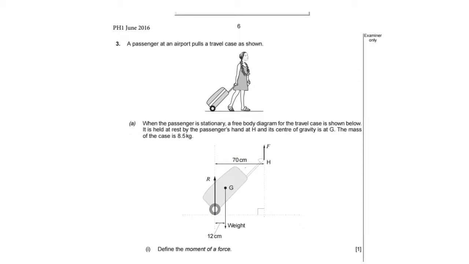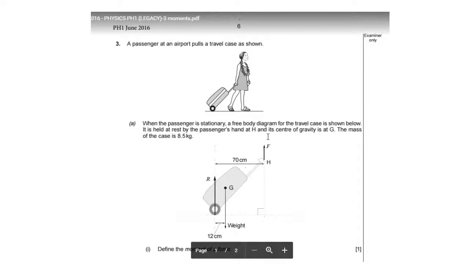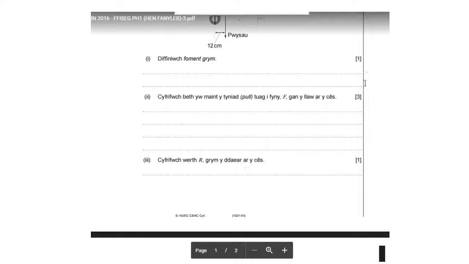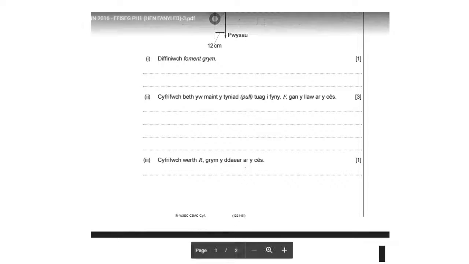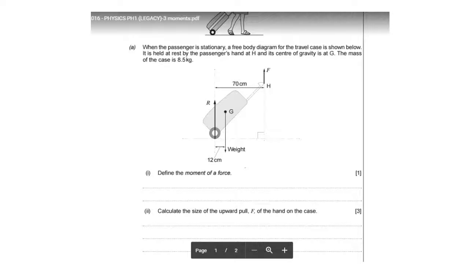The first thing is a definition question, which you can get from your definitions list. Calculate the size of the upward pull F of the hand on the case.